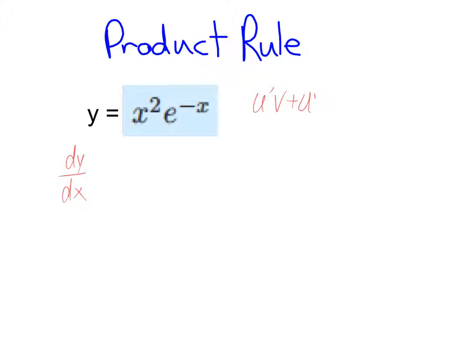That's the quotient rule. Product rule: u prime v plus u v prime.